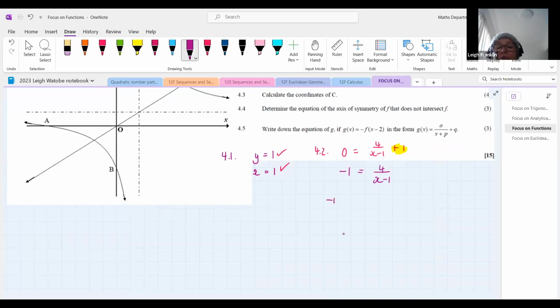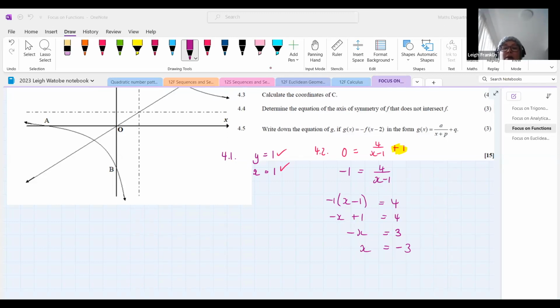So now you've got the negative 1 into x minus 1 is equal to 4. So minus x plus 1 is equal to 4. So minus x is equal to, oh, I'm getting negative 3. This would be 4 minus 1, which would be 3. So x would be equal to negative 3.